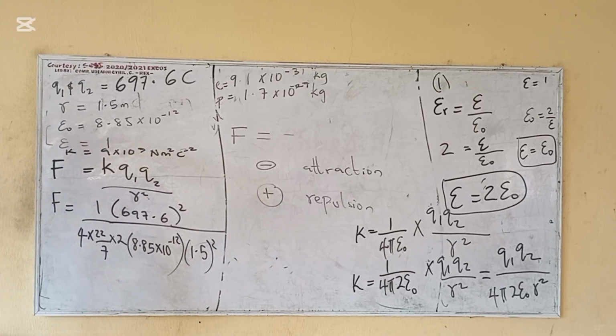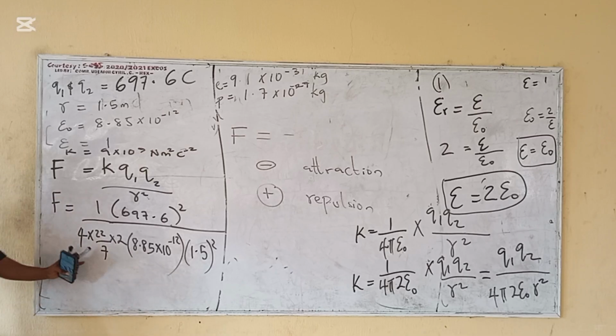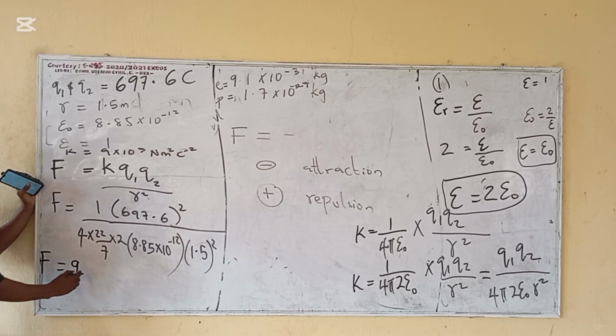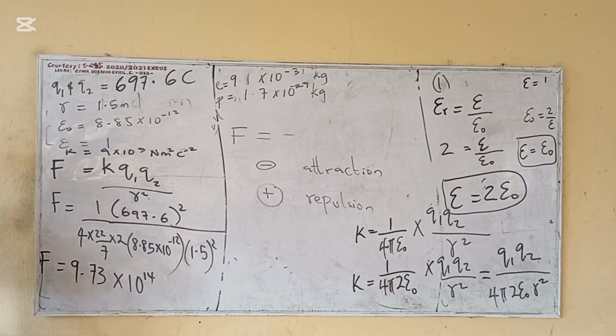Punch it, calm down and punch. Let's see what we have. Is that what you have here? Do 697.6 squared, then divided by everything we have. Yes, it's 9.73 times 10 to the power 14. Is it minus 14 or 14? 14. Okay.